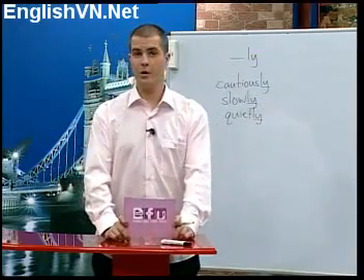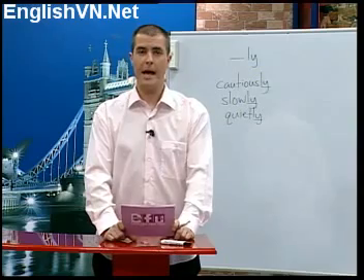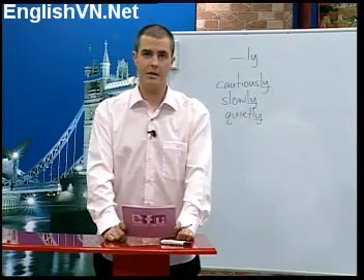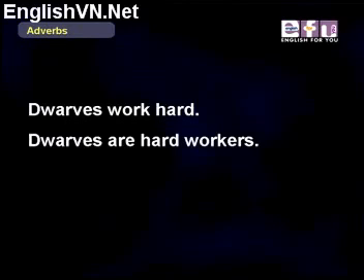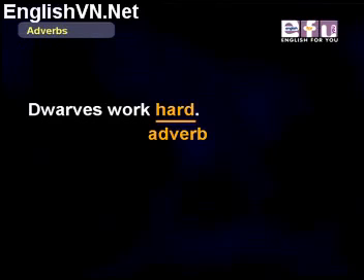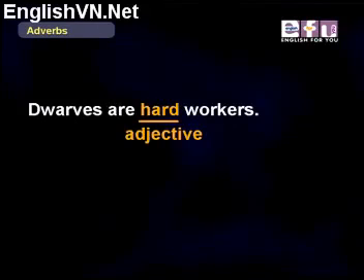Now, some words can be both adverbs and adjectives, as in these examples. Dwarves work hard. Dwarves are hard workers. In the first sentence, hard is an adverb, and it describes the word to work. Now, in the second sentence, hard is an adjective, and it describes the noun workers.